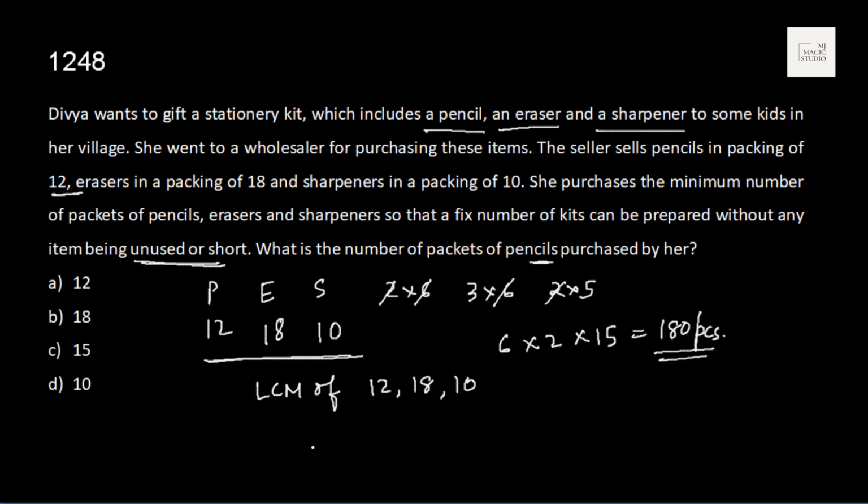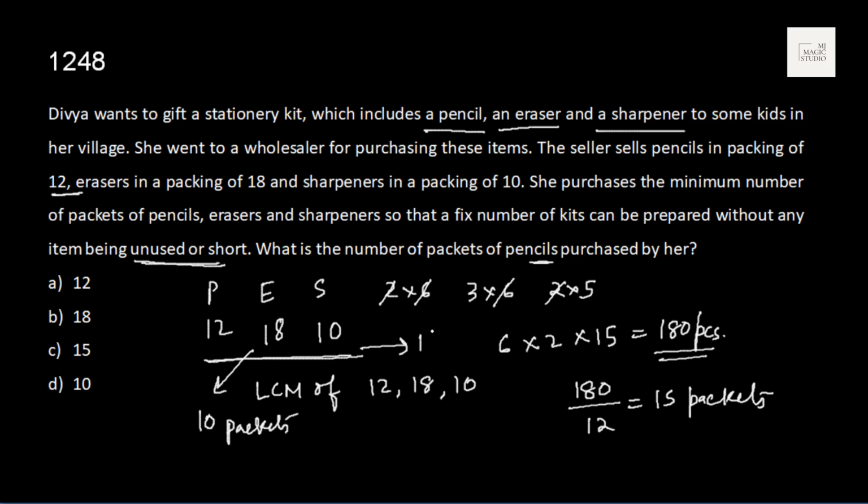If she purchases 180 pieces each, then she can have the whole number of packets. So how many packets of pencils are purchased? 180 by 12, that is 15 packets. If they ask how many erasers packets are purchased, 180 by 18, that is 10 eraser packets. And as far as sharpener is concerned, it would be 18 packets. So these are the minimum whole number of packets which can be purchased so that 180 kits would be prepared. 15 packets of pencils are purchased.